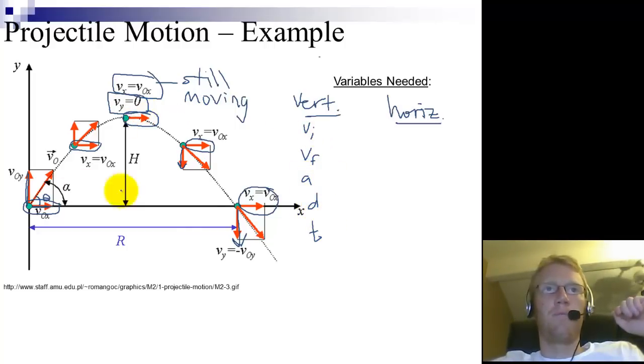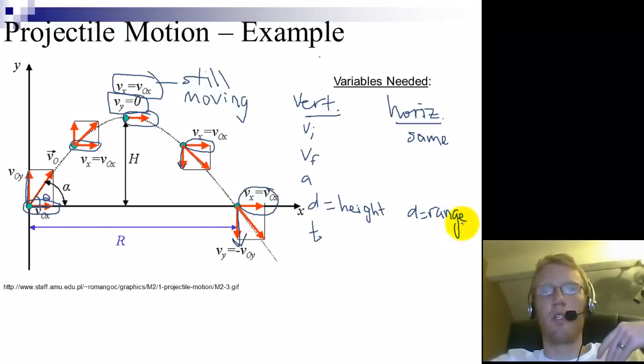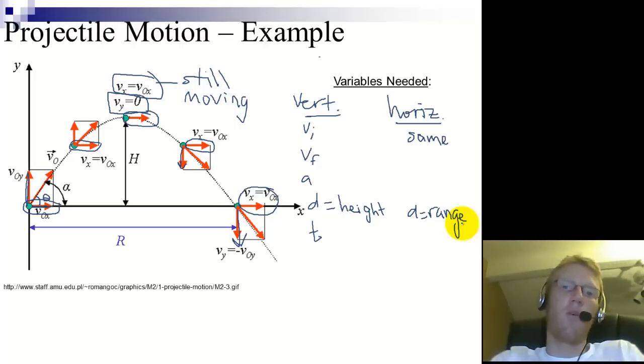And for vertical motion, the distance here is the height. So that's kind of nice. And for the horizontal motions, you have the same 5 variables, but in this case, the distance is called the range. So that's just a vocabulary word that you want to make sure you know. If they say, what's the range of this projectile motion particle, they're asking you how far it went horizontally.